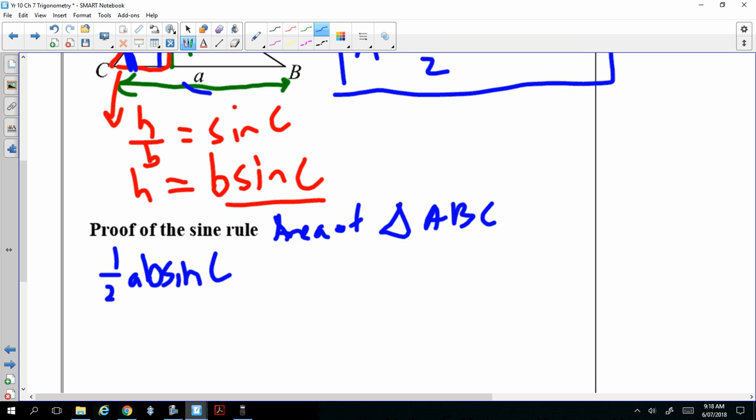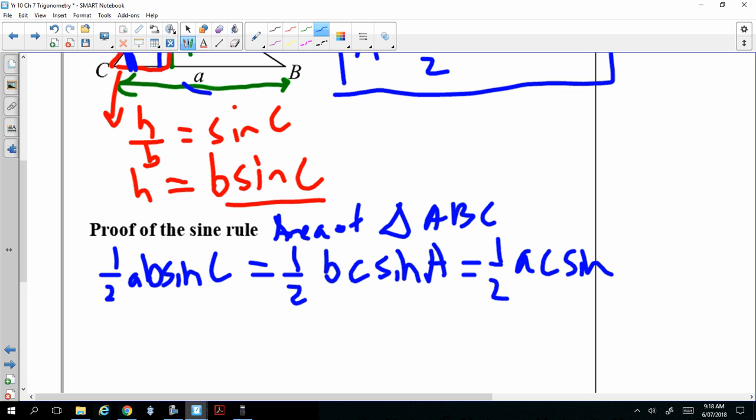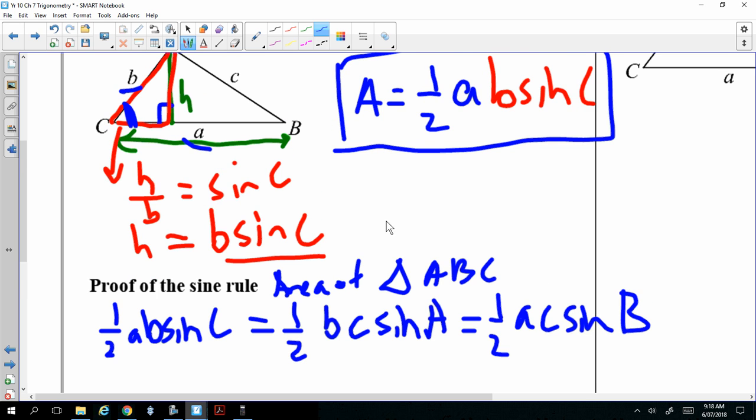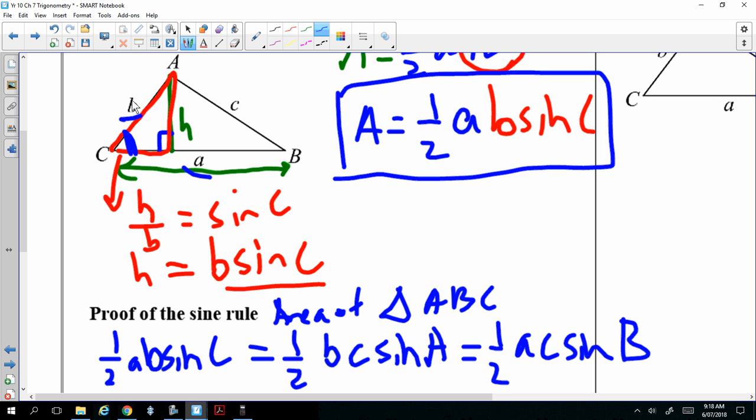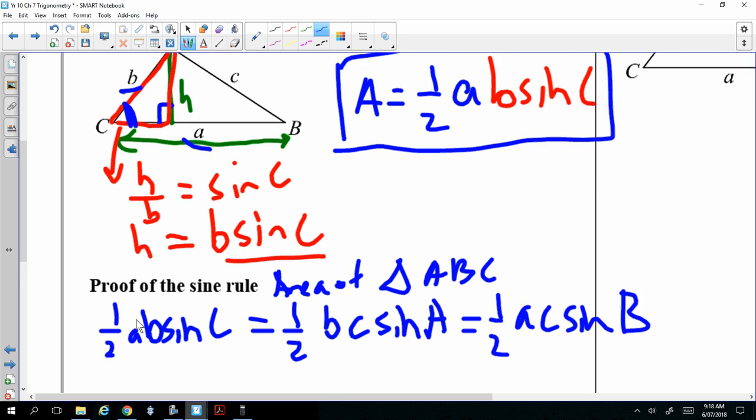Or I could choose a different side, so I could choose half BC sine A. Or I could choose a different side, half AC sine B, right? Because I could find the same area using 2 pairs of sides. And there's 3 different ways to do that. I could do AB sine of this angle, BC sine of A, or CA sine of B. Okay, so we can find the area of the triangle in 3 different ways, giving you the same answer.